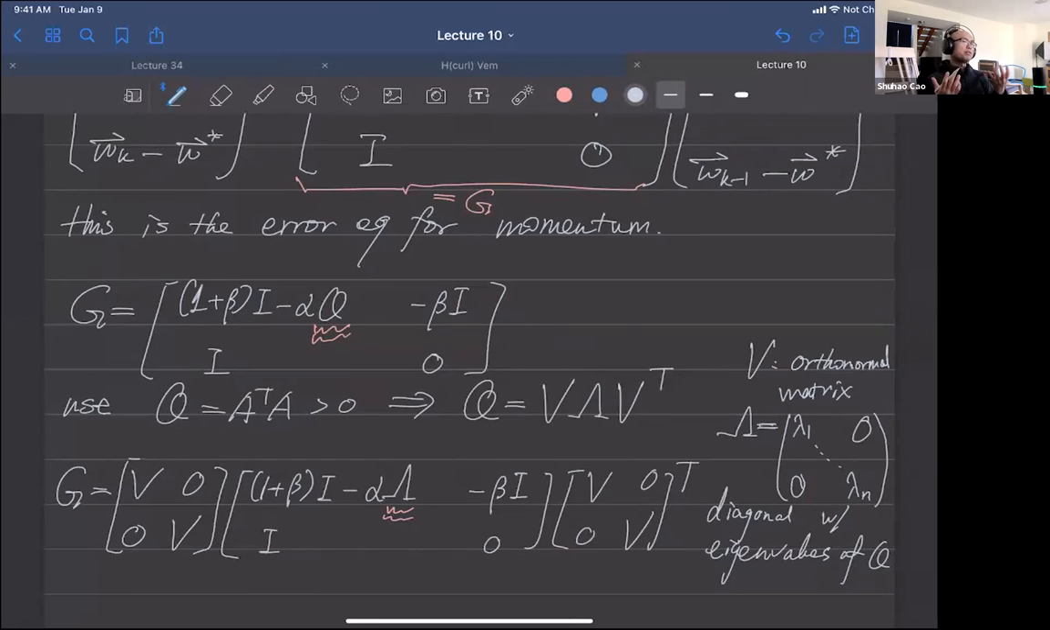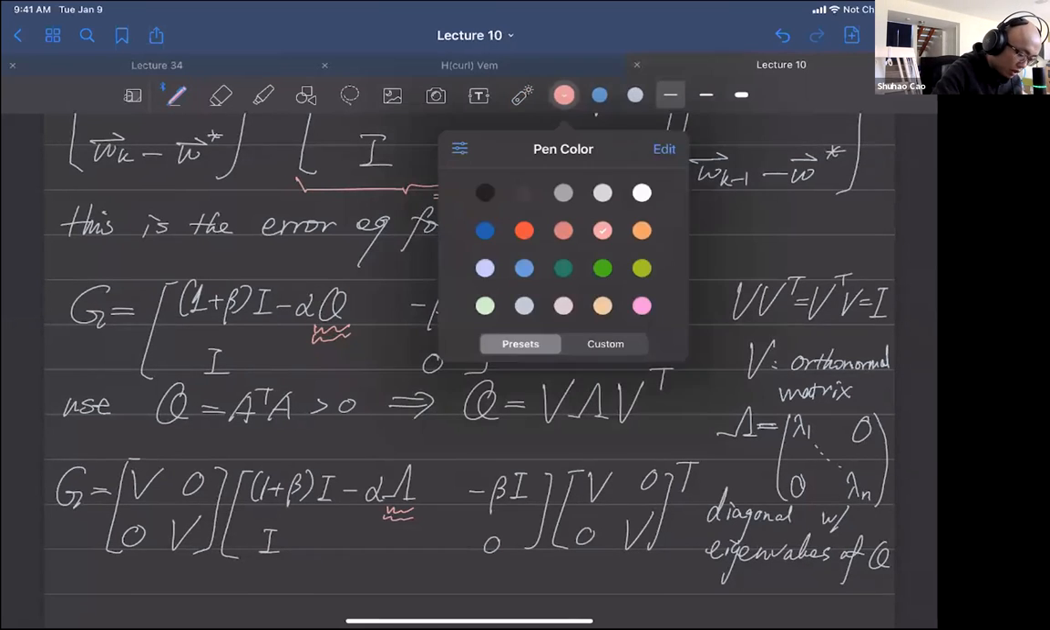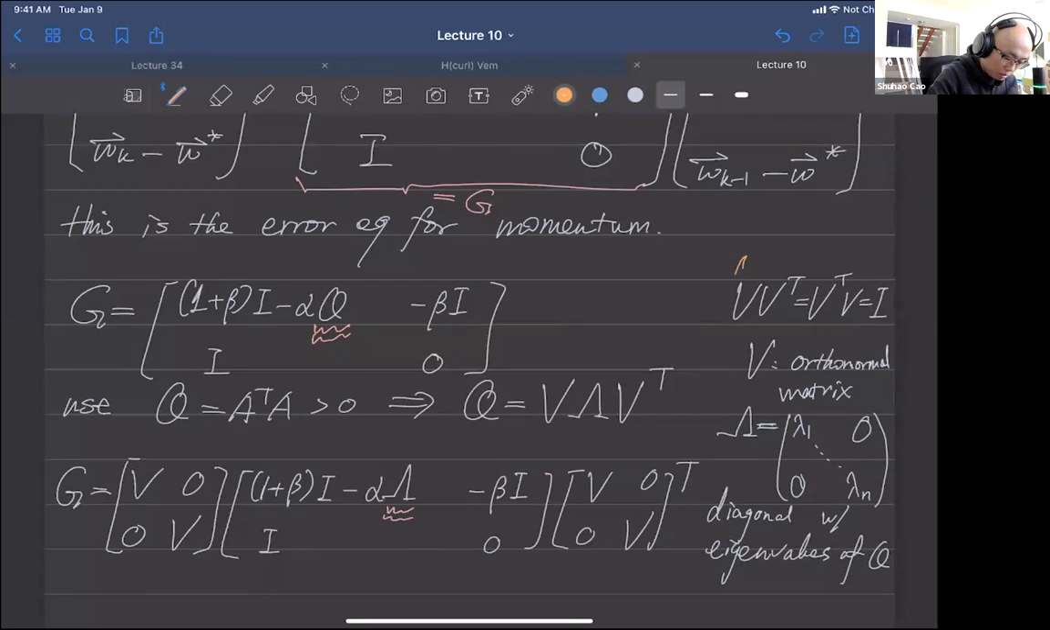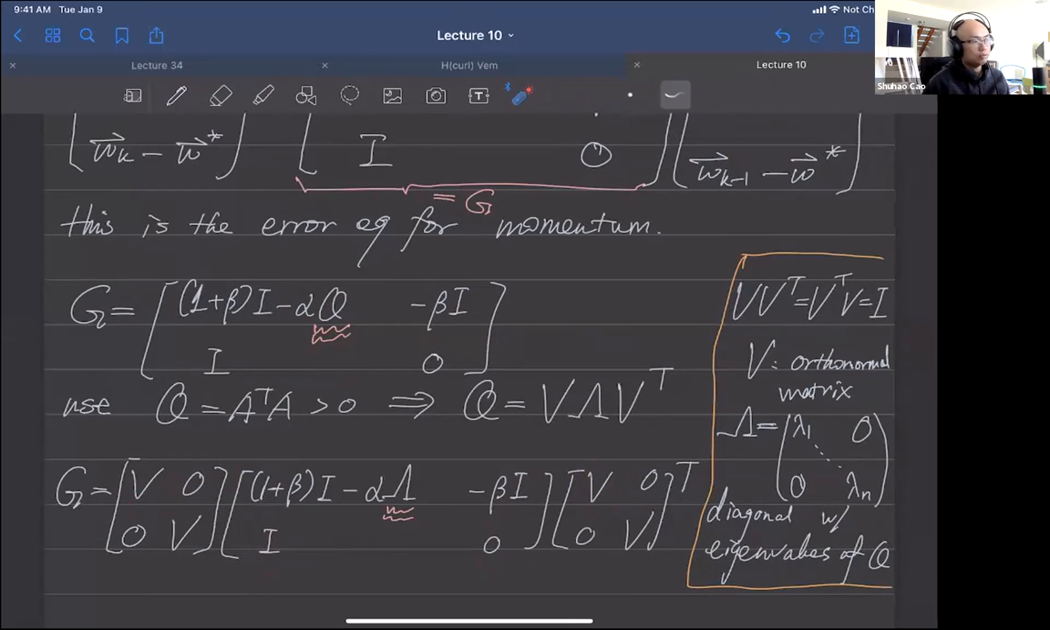So I'm going to skip the verification, given that V is orthonormal, so V V transpose equals V transpose V equals identity. The verification of this is not too difficult, so I'll speed up a little bit. It's essentially this guy multiplied with this guy, and then this guy multiplied with this guy. And then we'll see that because V is orthonormal, V multiplied with V transpose will get back to an identity matrix.